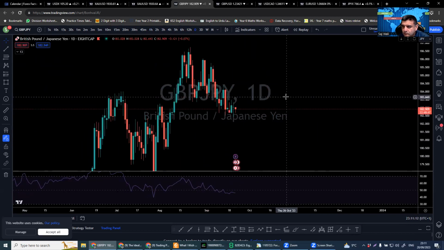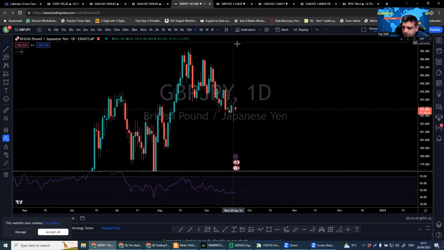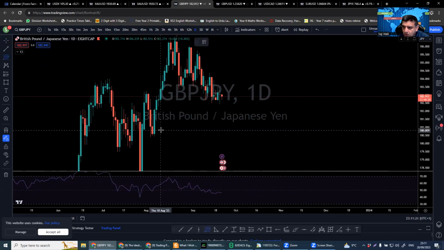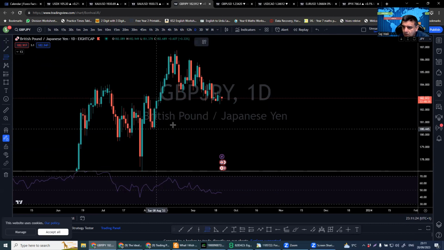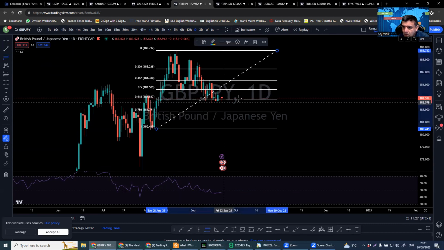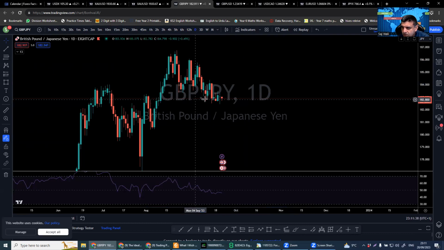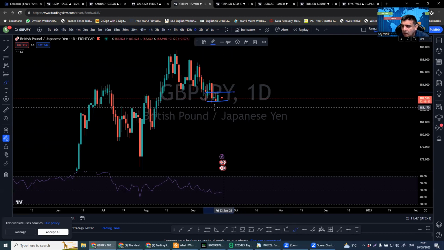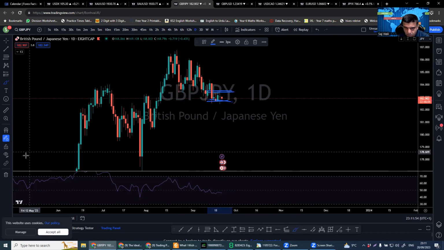Daily, what is happening? It's still testing this level. 1, 2, 3, 4, 5, 6, 7, 8, 9. So nearly a week it is still testing this level. This level is important, and as you can see, it's been consolidating for the last few days, and we will clearly see a movement once this level is broken.